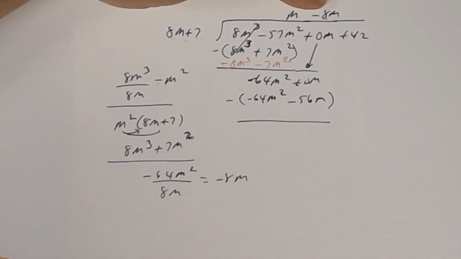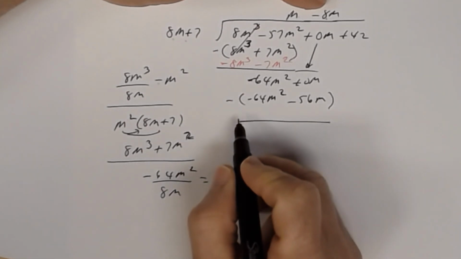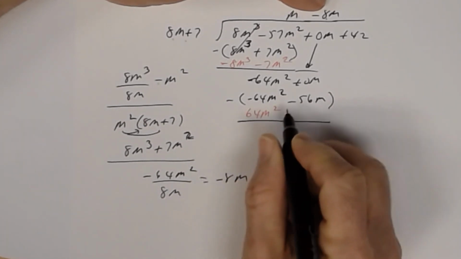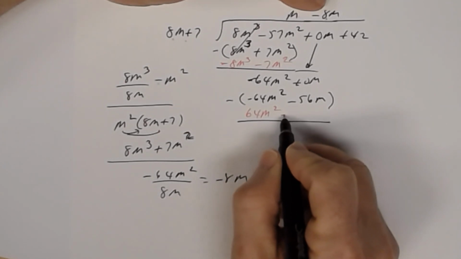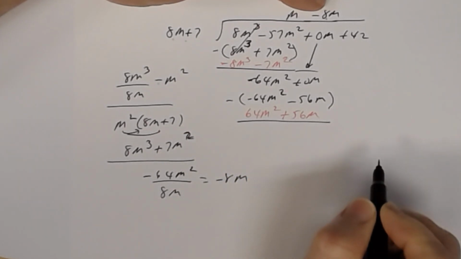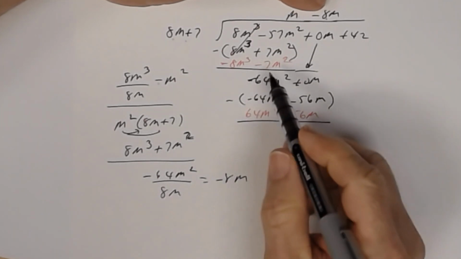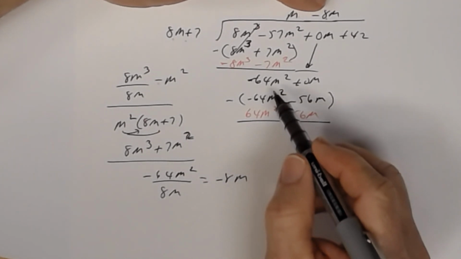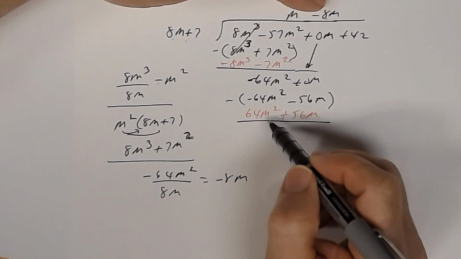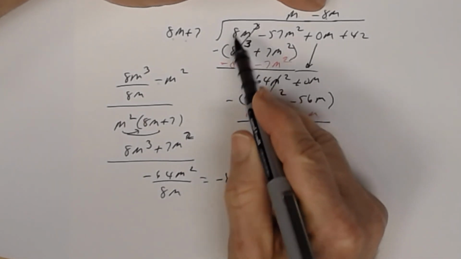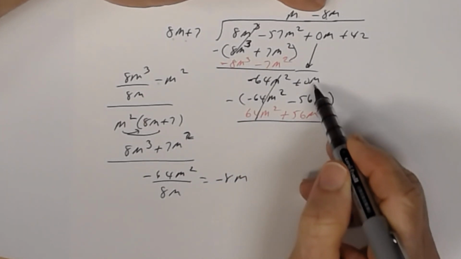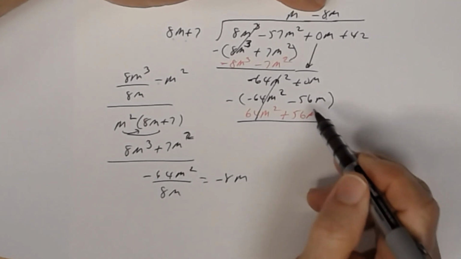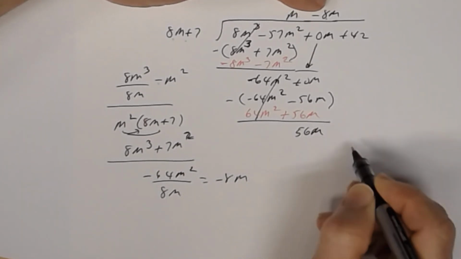Be careful when you subtract. If you need to write out the equivalent expression, then do that. The opposite of negative 64m squared is positive 64m squared. The opposite of negative 56m is positive 56m. Nothing wrong with that. Negative 64m squared subtract negative 64m squared means negative 64m squared and a positive 64m squared, which is 0. So that's also supposed to cancel out. 0m subtract a negative 56m means 0m plus 56m, which is 56m.